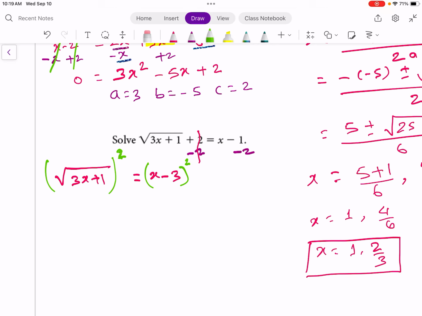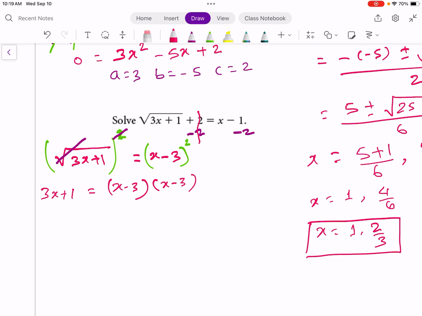Now, on the right side, we have 2 terms, so make sure to have parentheses, okay? Do not square separately x squared and 3 squared. That is not correct. Make sure to have parentheses. Now on the left side, we have a square root and we have a square, so this goes away and we have 3x plus 1. Once you square the square root, the square root is gone. Now on the right side we have x minus 3 squared, that is x minus 3 times x minus 3, right? Now we use FOIL to simplify the right side.